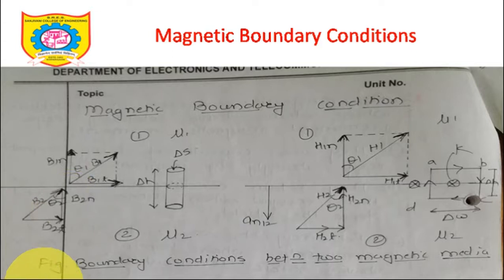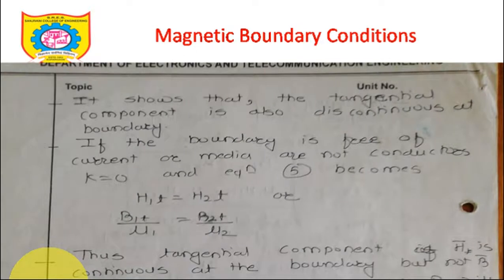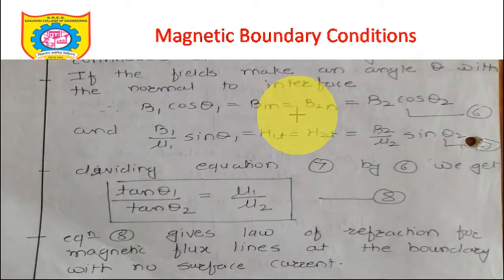The last part that we are going to discuss is B1 cos theta 1 equal to B1n is equal to B2n equal to B2 cos theta 2, and finally B1 upon mu1 sin theta 1 is equal to H1t is equal to H2t is equal to B2 upon mu2 sin theta 2. That's the other angle, so the opposite side. And dividing equation 6 by 7 or 7 by 6, sin theta 1 upon cos theta 1 will give you tan theta 1 upon tan theta 2. The remaining things will get cancelled and I am left with just mu1 upon mu2. And this equation 8 gives the law of refraction for magnetic flux lines at the boundary with no surface component.